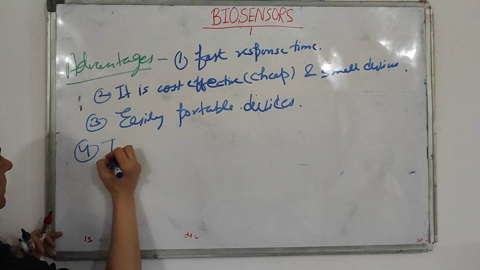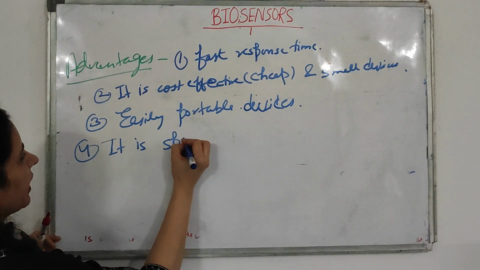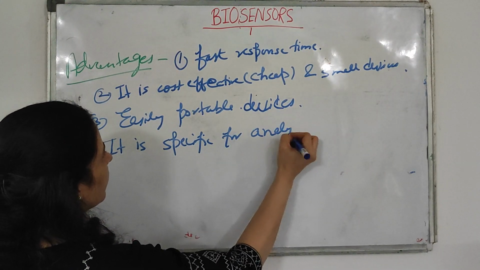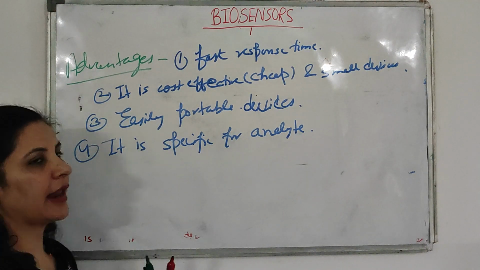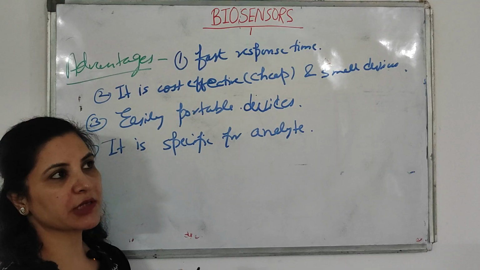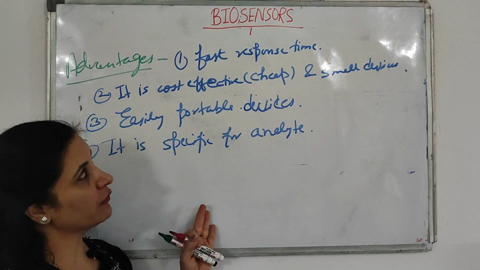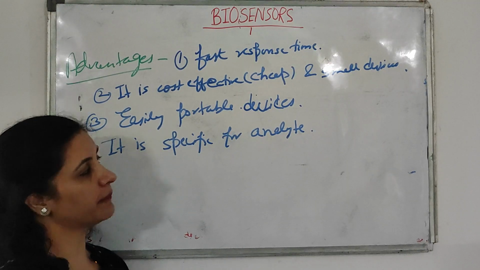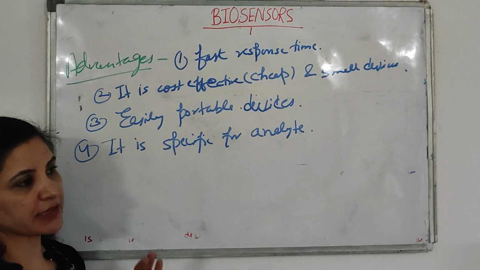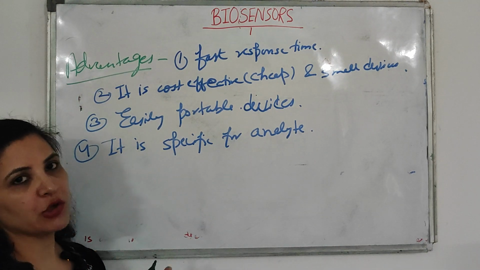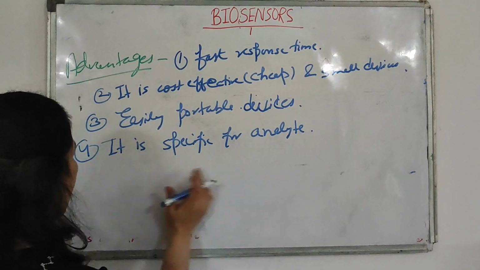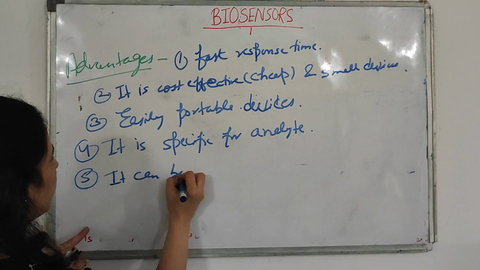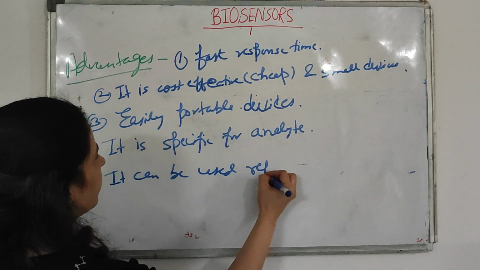Fourth is that it is specific for the analyte. Like the glucose biosensor. The optical glucose biosensor is an example of a biosensor, and with it you can easily detect the blood glucose level. That glucose biosensor is specific for glucose. So these are specific for the analyte. Fifth is that it can be used repeatedly.